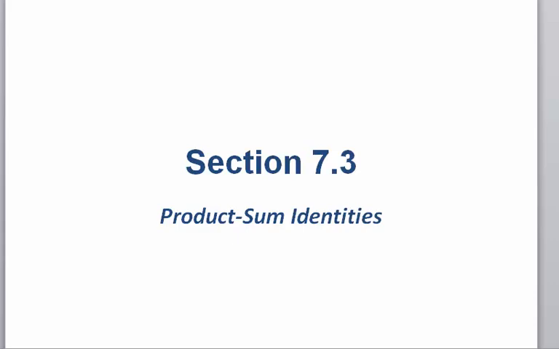We'll now begin section 7.3, where we will discuss product sum identities. We're going to begin with the class of identity that contains an argument where the given trigonometric function is twice an angle. These are called our double angle identities.